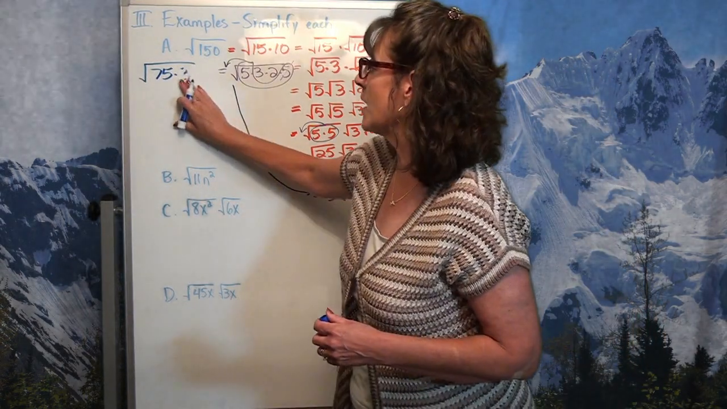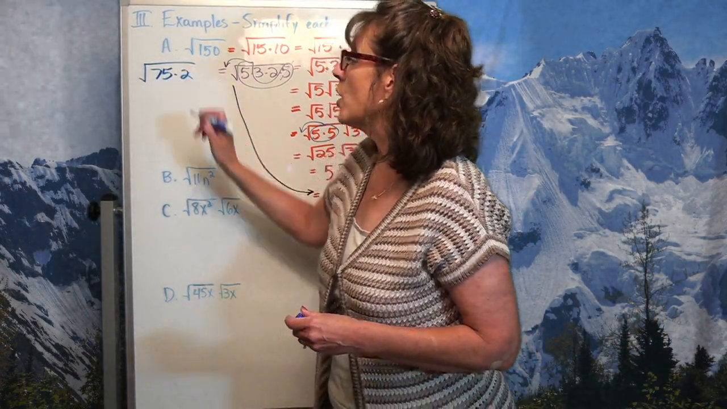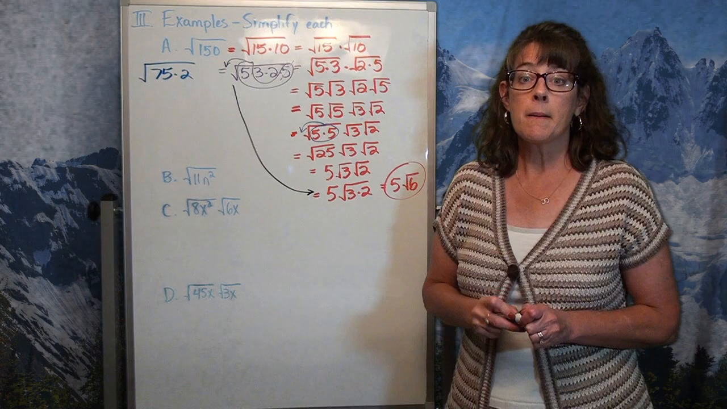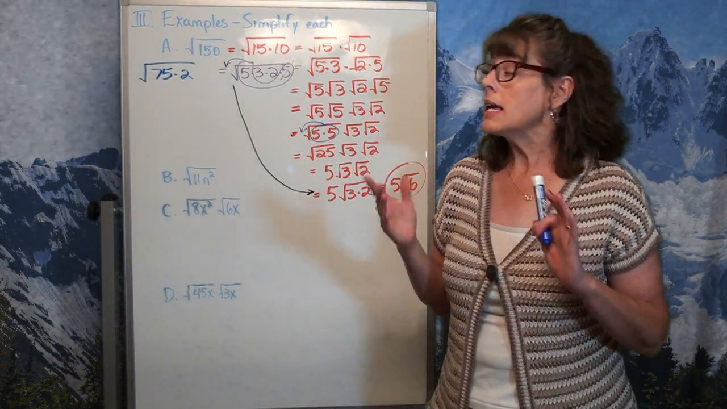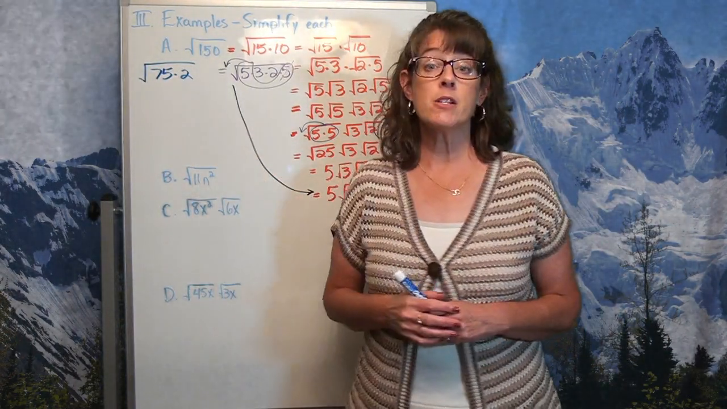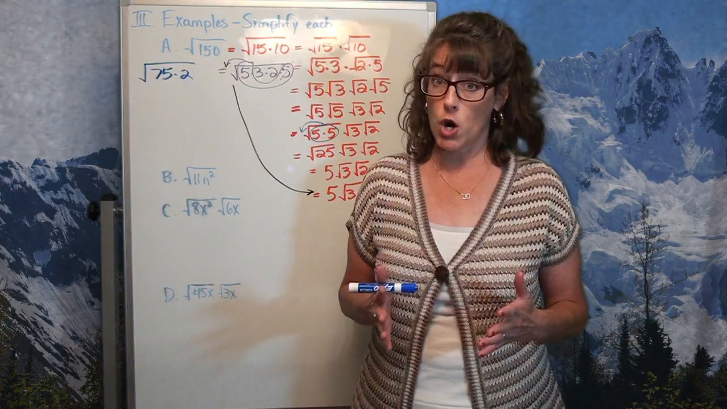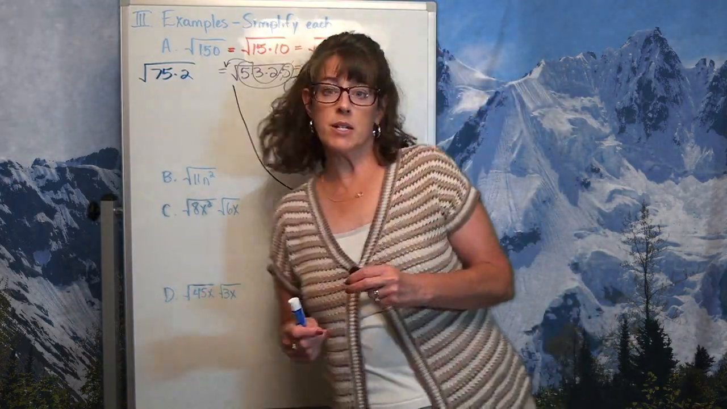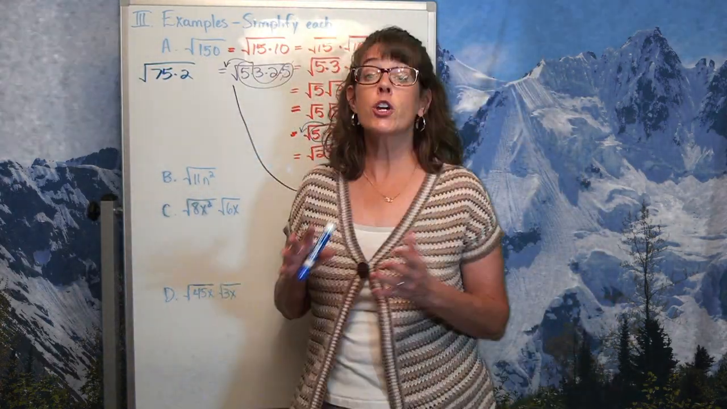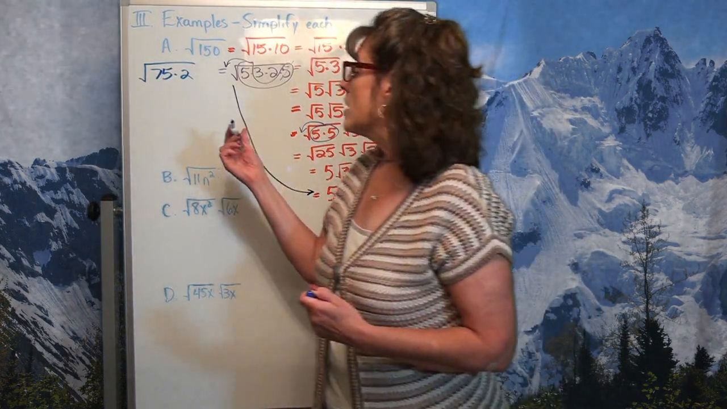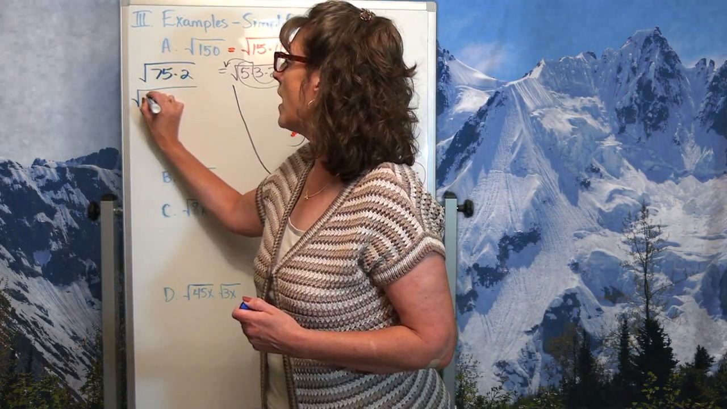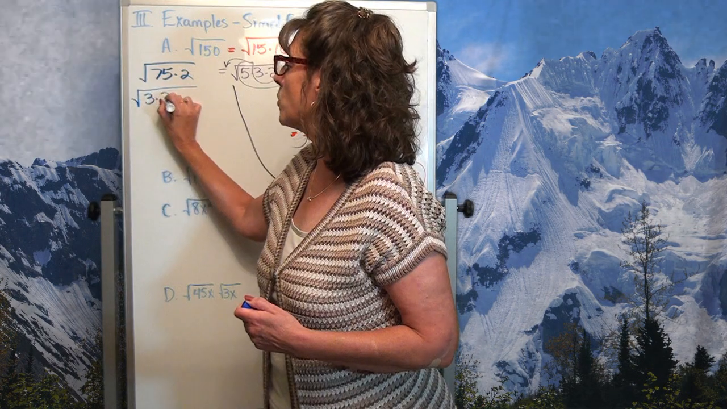No, sorry, 75 times 2. I apologize, 75 times 2. What if you said, I thought of that? Well, that's okay. Can you think of a number that you can multiply by itself to create a 75? No. So you're going to continue to break it down, break it down, break it down, looking for those perfect squares and pairs. So then you could say, well, 75 is going to be 3 times 25.